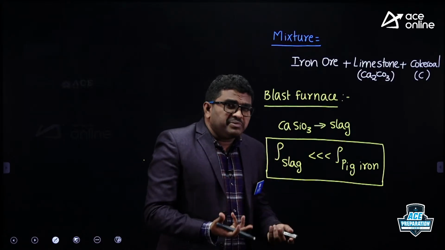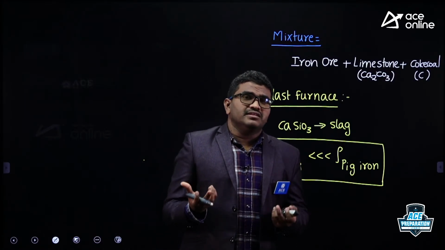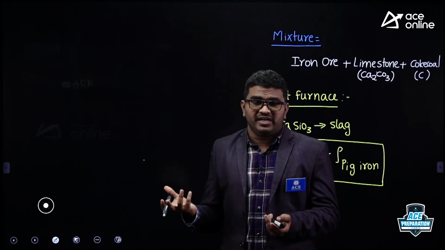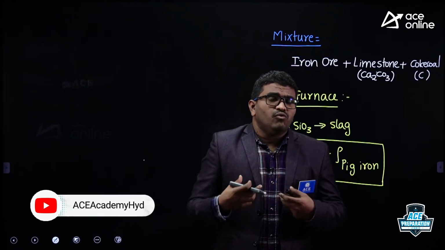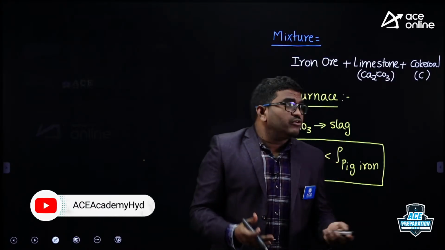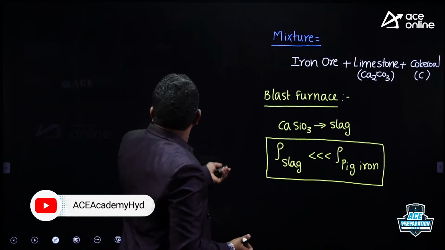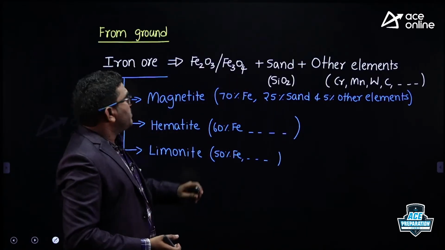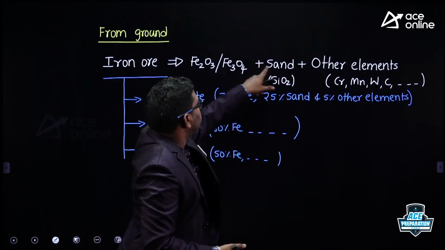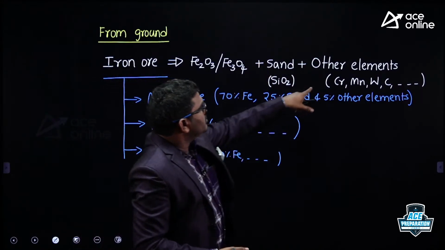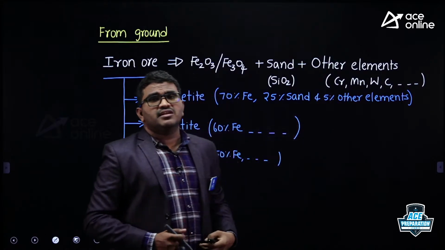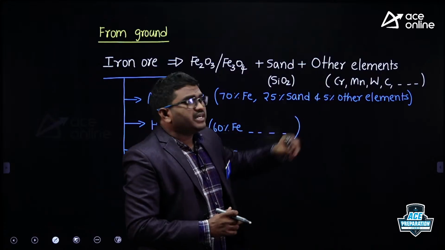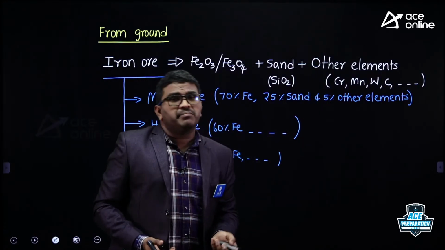So what is this pig iron? Pig iron is nothing but a molten state of iron, okay, liquid state of iron. From the blast furnace, what did we remove from the iron ore? Let us consider this is an iron ore. From the blast furnace, we removed this 25% of sand, but we didn't remove the chromium, manganese, tungsten, carbon like that. Iron is there, these 5% of other elements are there, that is nothing but pig iron.